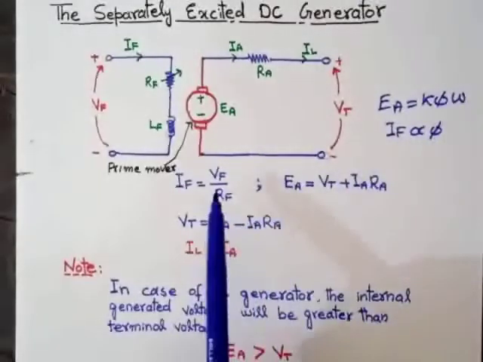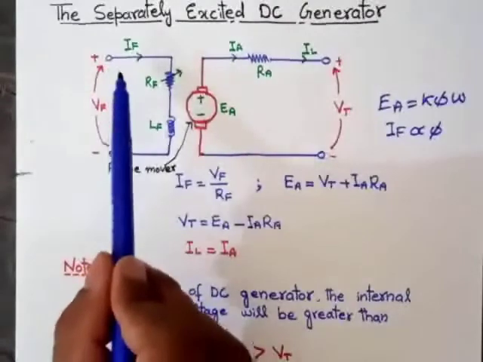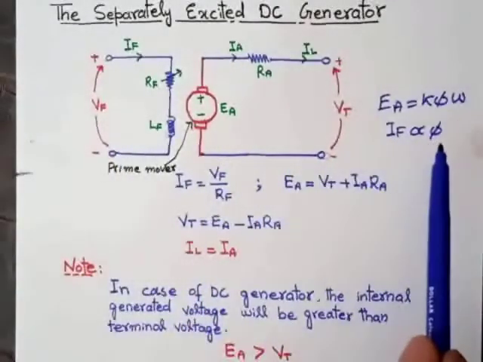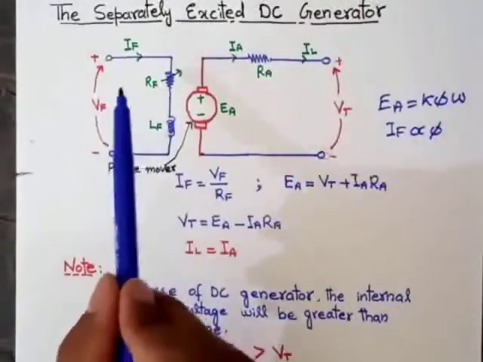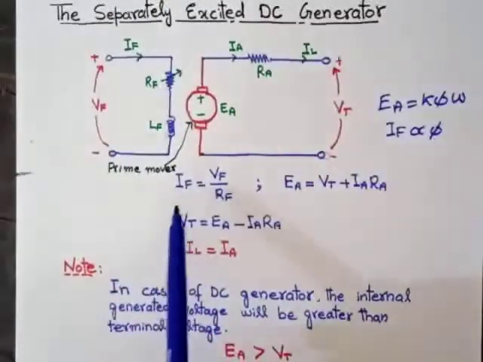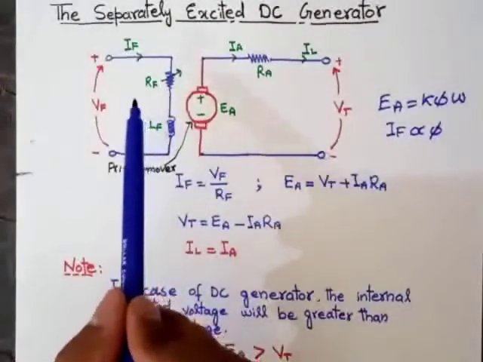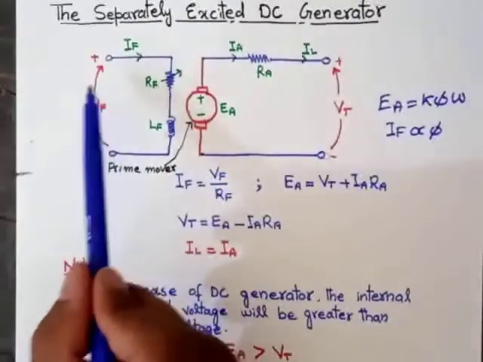So if we want to calculate the value of the field current, because the relationship between the field current and flux is directly proportional, according to Ohm's law, IF will be equal to VF over RF. RF is the field winding resistance and VF is the field winding voltage source.